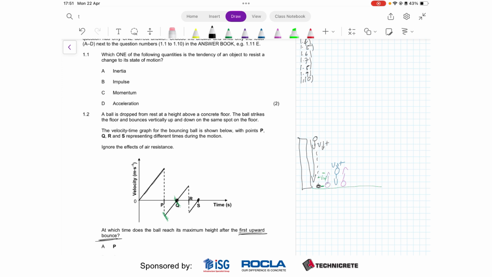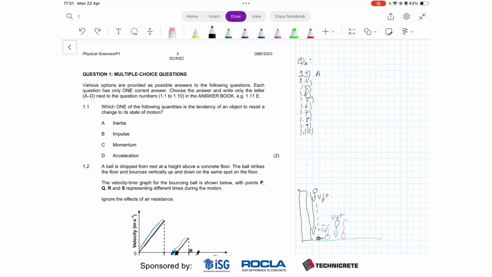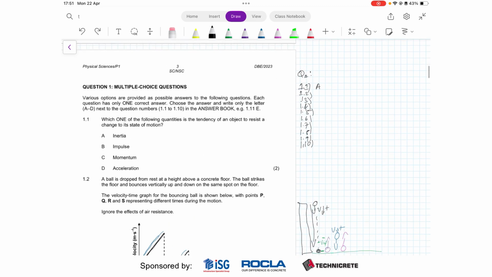occurred at this point, right? And then it bounced up and reached maximum height, velocity equals to 0, and then went back down. Okay, let me use a different color for that. It went up, it went down, it bounced, the ball went up, it reached maximum height, and then the ball went down again. Okay, so meaning our answer for question 1.2 will be that should be B.